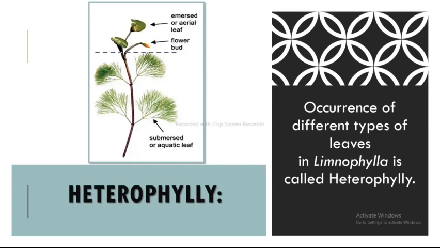Again, heterophyly is the occurrence of different types of leaves, and in Limnophila this is also called heterophyly. In this figure, you can see these are the immersed or aerial leaf, and this is the flower bud. Next you can see that this is the submerged or aquatic leaf. So you can now very clearly differentiate between the immersed or aerial leaf and the submerged or aquatic leaf, as shown in this figure.